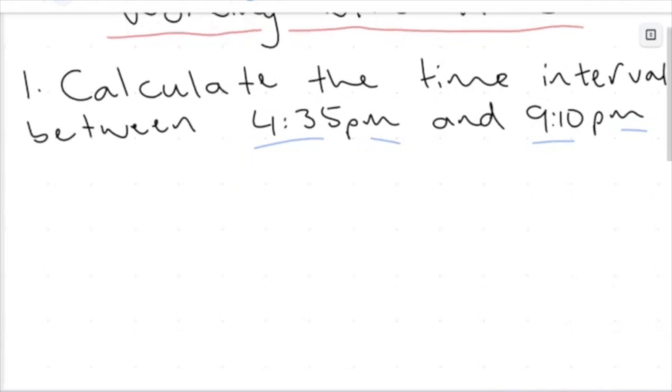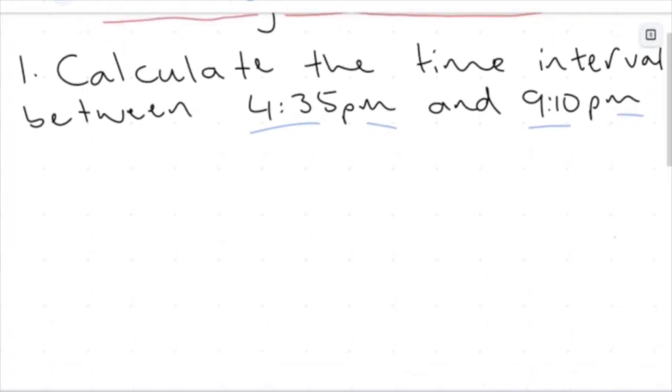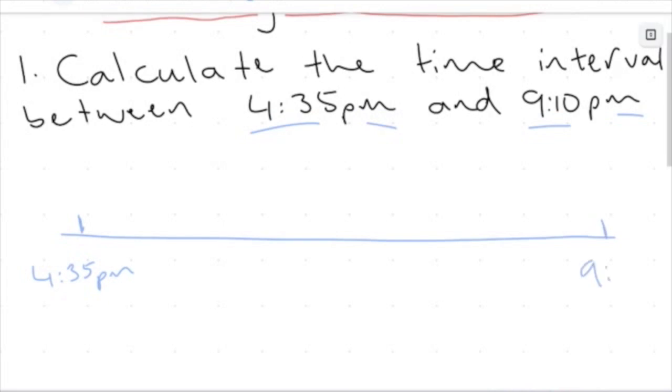Now, what I'm going to do to work through this question is I'm going to draw, similar to what I did in the last video, a little timeline kind of thing, a little representation of what I have in the question. So I'm going to say that I have 4:35 p.m. here and I have 9:10 p.m. here. And we can see that these times aren't really round numbers, are they?